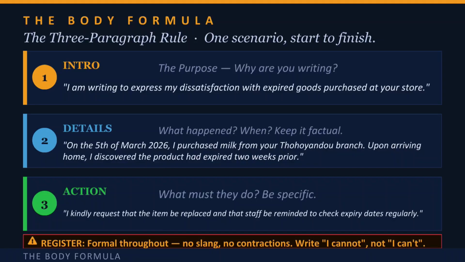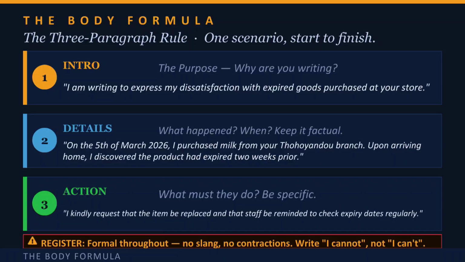Now, let's look at the body. Do not ramble here. We use the 3-paragraph rule, and I'm running one complaint scenario straight through so you can see exactly how it works. Let's go to paragraph number 1. Here is the purpose. Why are you writing? For example, I am writing to express my dissatisfaction with expired goods purchased at your store. That is 1 sentence, straight to the point.